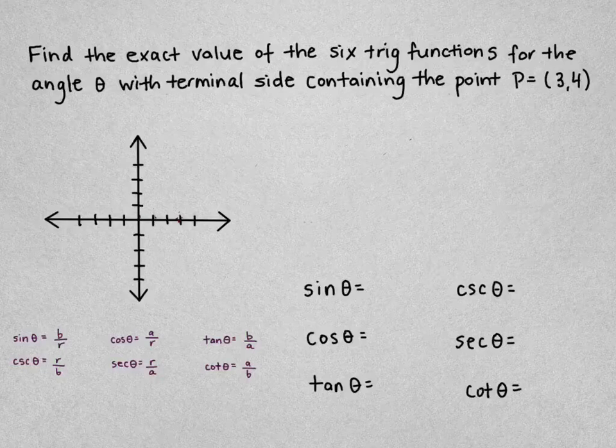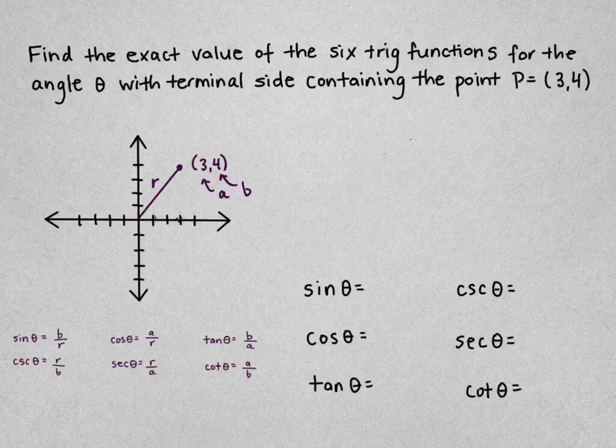So first let's plot P on this coordinate plane. We're going to go over 3 and then up 4. So P would be right here. And then we want to draw a line from the origin to the point P. So what we know from before is that to find the sine of theta, cosine, actually any of the trig functions, all we need to know are A, B, and R. So here we have that A is going to be 3, B is going to be 4, and the only thing that we're missing is the value of this distance R.